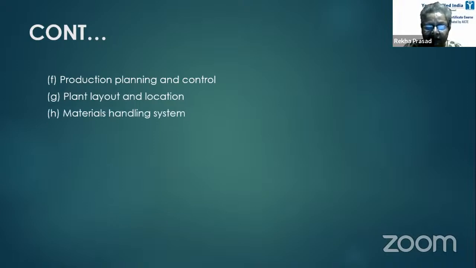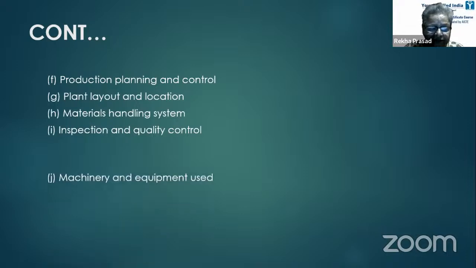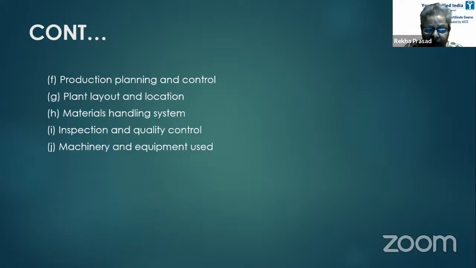Material handling system. I think you must have done your materials management in the last 2 lectures. Inspection and quality control, because quality is the most important thing these days. Machinery and equipment used, what type of machinery and equipment is used. Research and development, you have to keep on innovating. And for that you need research and development. How new things are introduced, what are the demands of the consumer, what are the expectations of the consumer. All these things have to be done through research and development.